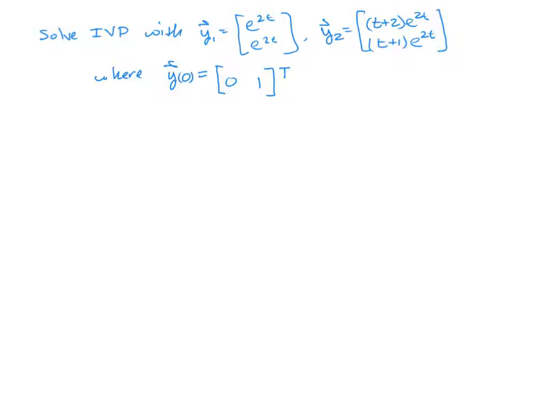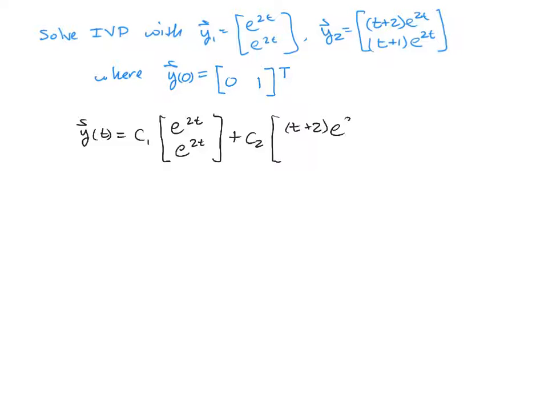The last part of this problem wants us to solve the initial value problem given an initial condition and, again, two given solution functions. So the first thing we'll always do in these problems is find our linear combination of the two given solution functions. So our y of t is equal to c1, an arbitrary constant, times e to the 2t, e to the 2t, plus a second arbitrary constant c2 times t plus 2, e to the 2t, and t plus 1, e to the 2t.